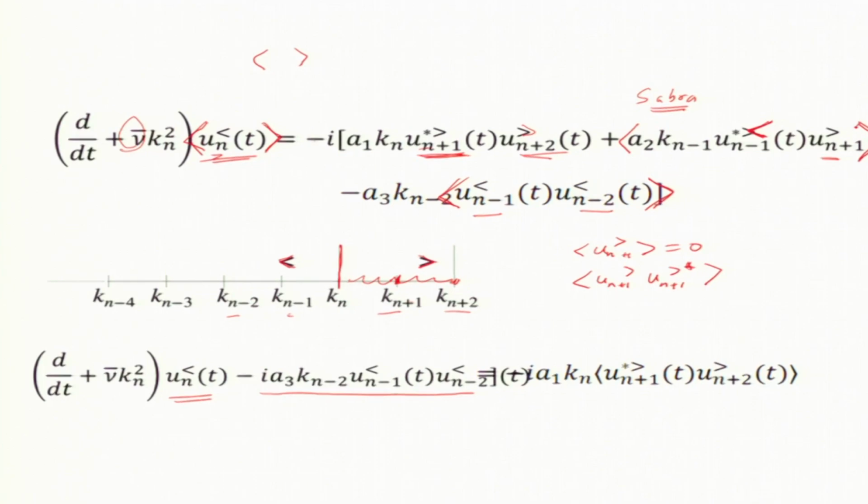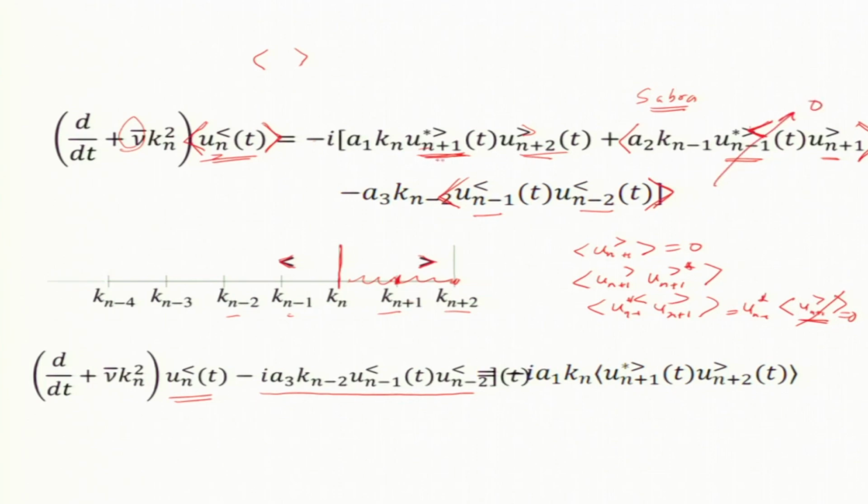So one is less, one is greater. So what happens to that? So less guys are not to be coarse grained. So they will come out of this. So we have u_{n-1} star, u_{n+1} greater. So this will come out, okay, u_{n-1} star, u_{n+1} greater. And what is this? 0. So this term goes to 0.